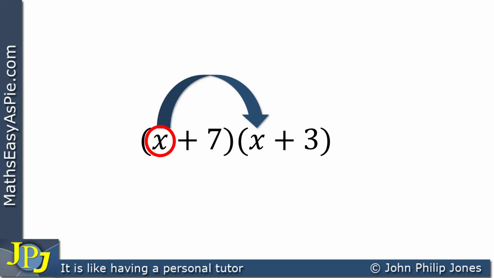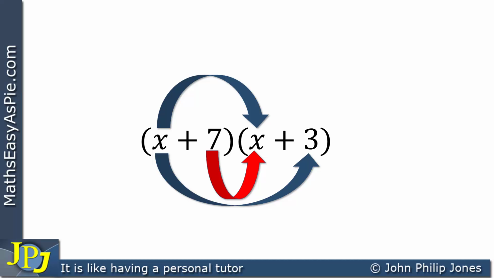The x multiplies this x. The x then multiplies the 3, making sure you take note of the sign in front. Then the 7 multiplies the x, making sure you take note of the sign in front. And then the 7 multiplies the 3, again making sure you take note of the signs in front.